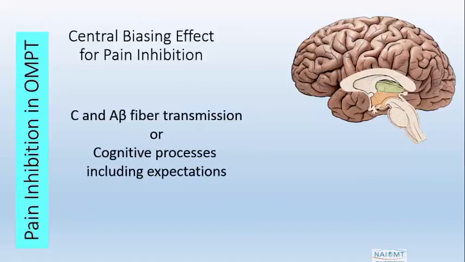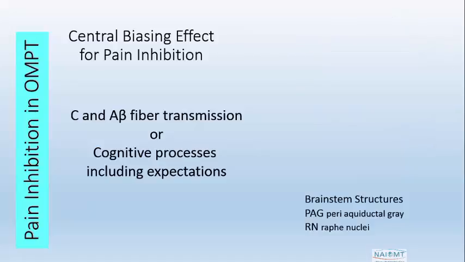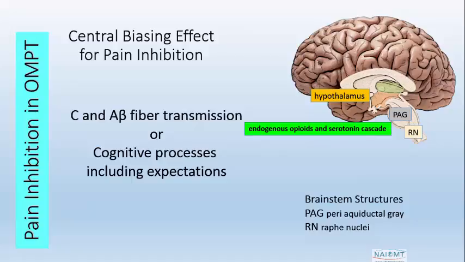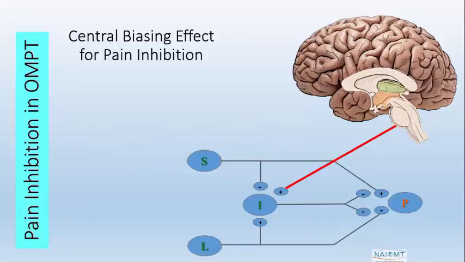The central biasing effect is triggered by pain fiber activity or cognitive processes, including our expectations. These higher centers in the periaqueductal gray area of the midbrain and the raphe nuclei, along with the hypothalamus, are involved in endogenous opioid production, serotonin activity, and produce an excitatory input on the inhibitory interneuron, thereby decreasing pain. This is a phenomenon that is commonly experienced in cross-friction massage, which is initially quite painful and usually in normal tissue will end up feeling just like a pressure, no longer a pain.